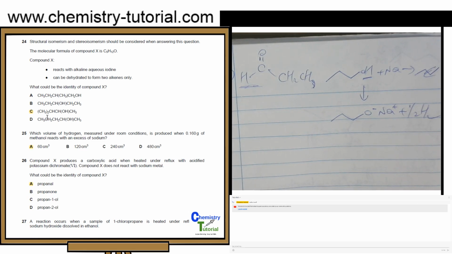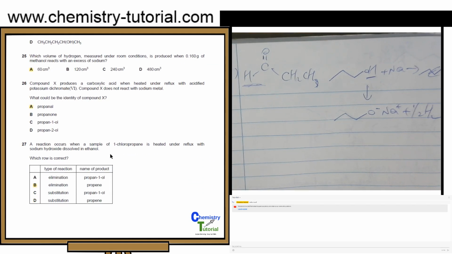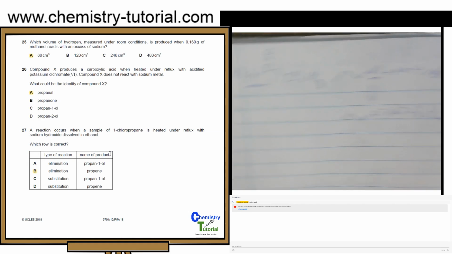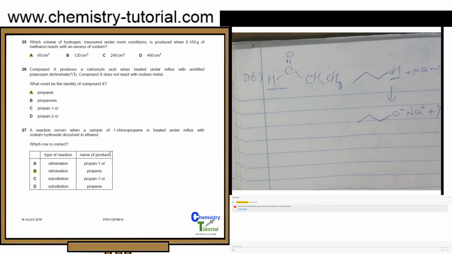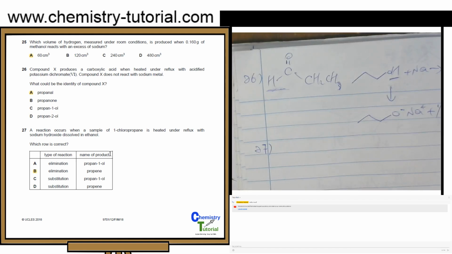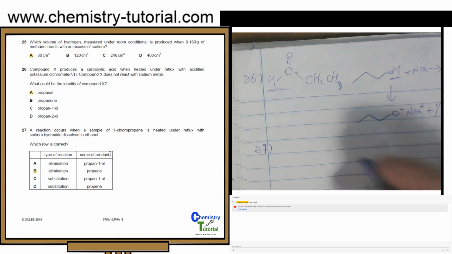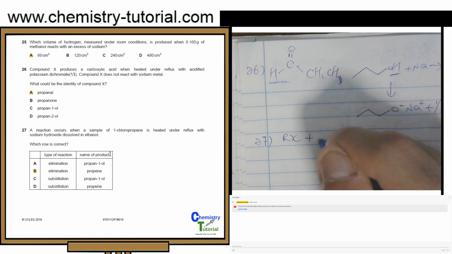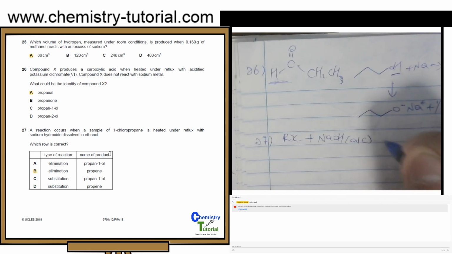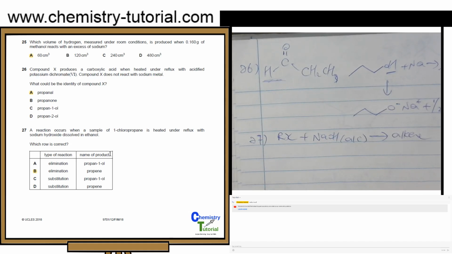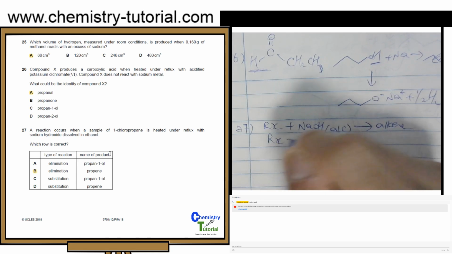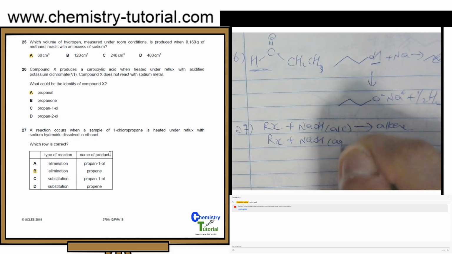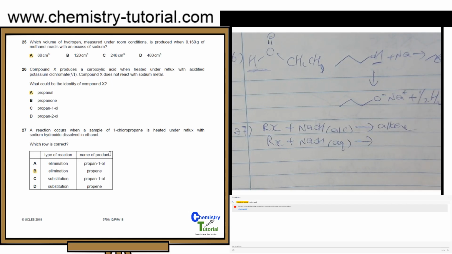Okay, let's look at question 27. A reaction occurs when a sample of 1-chloropropane is heated under reflux with sodium hydroxide dissolved in ethanol. So, what is our reaction? Well, 1-chloropropane is RX, an alkyl halide, in short called RX. Now, if you react with sodium hydroxide in alcoholic medium, you are going to get an alkene. However, if you react RX with sodium hydroxide in aqueous medium, you are going to get an alcohol.